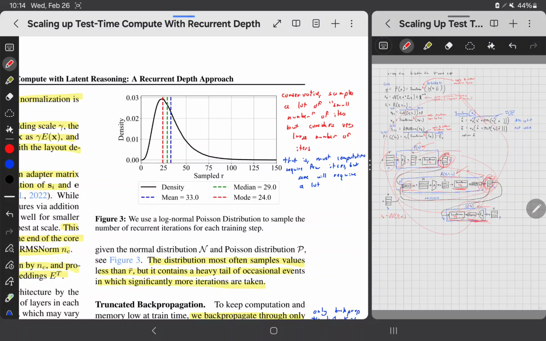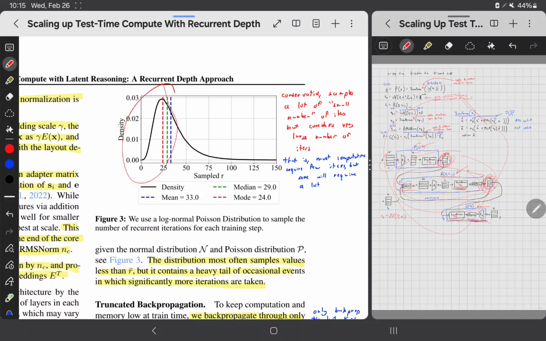The majority of the sampled Rs are very low. So intuitively, most tokens in a sequence do not require the same amount of, say, thinking or computation budget because most tokens are not that complicated. However, there do exist some tokens that do require a lot more iterations because these tokens are more complicated. Or rather, they're harder to predict than other tokens. So that's what this distribution is saying here.